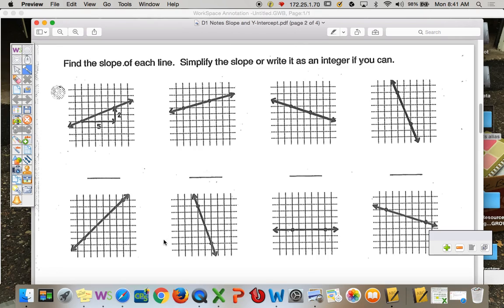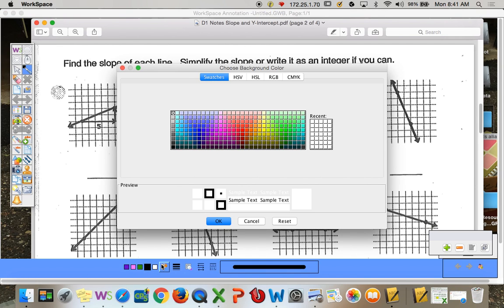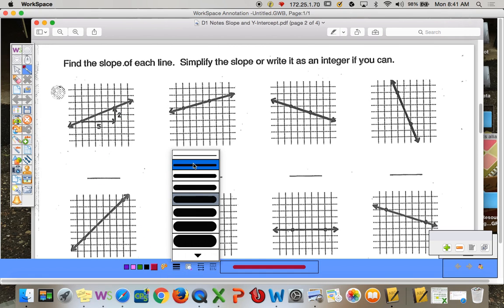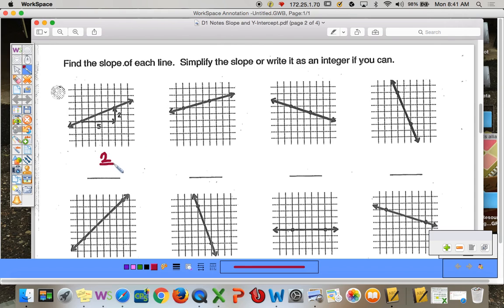So let's take a look at the first one. They did it for you. Let me just pick a different color. Okay, so this one, it goes up 2 and over 5. So rise over run, it goes up 2 over 5. So we'll leave it as a fraction. All right, this one goes up 1 over 1, 2, 3, 4. So this slope is 1/4.